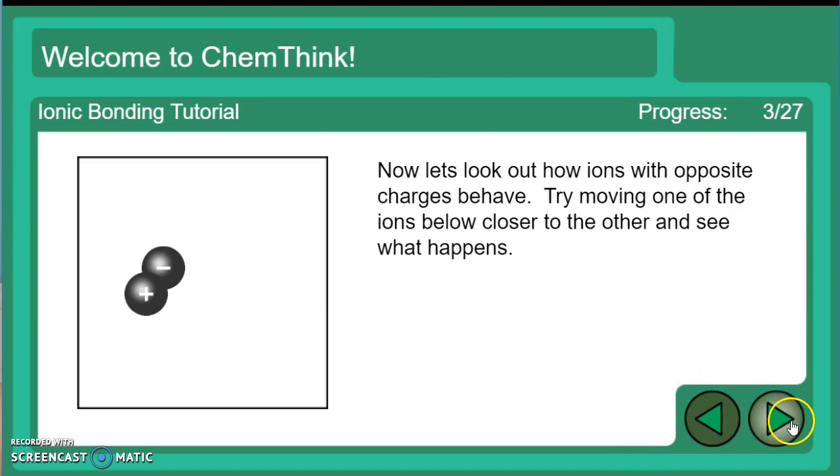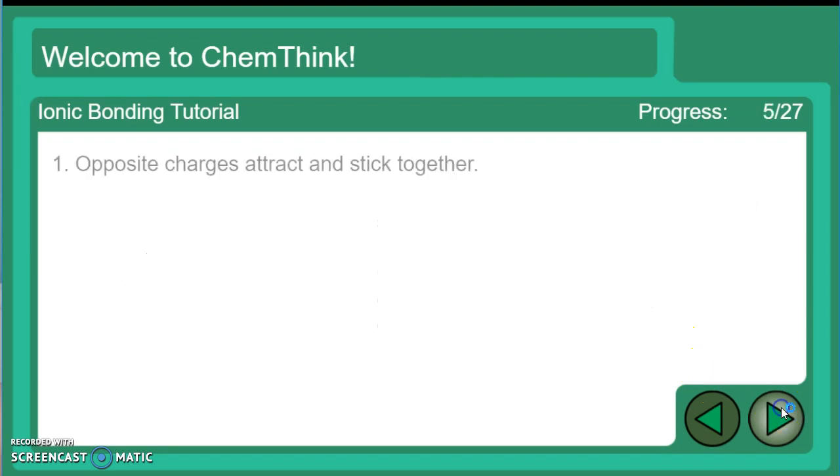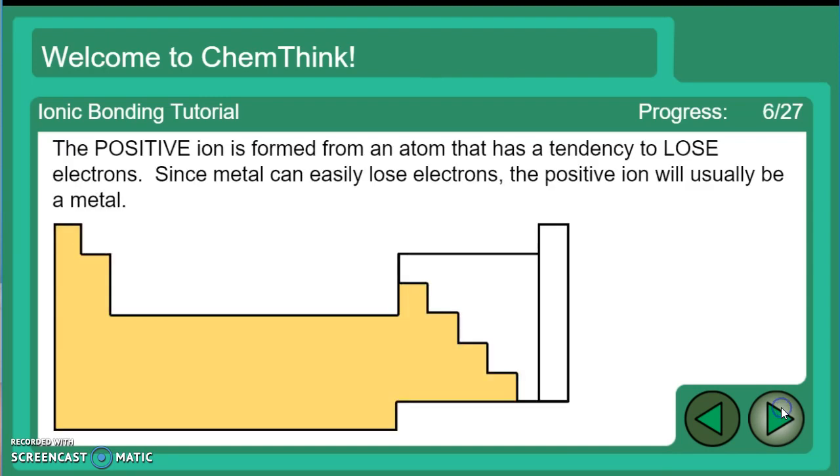I think that's Coulomb's law. Opposite charges attract and stick together, alike charges repel each other. In order to build an ionic compound that sticks together, you need both positive ions and negative ions.